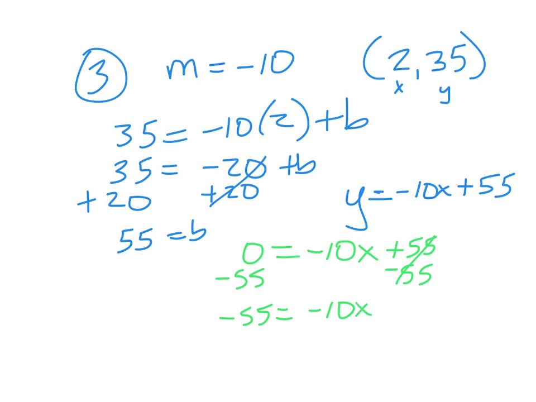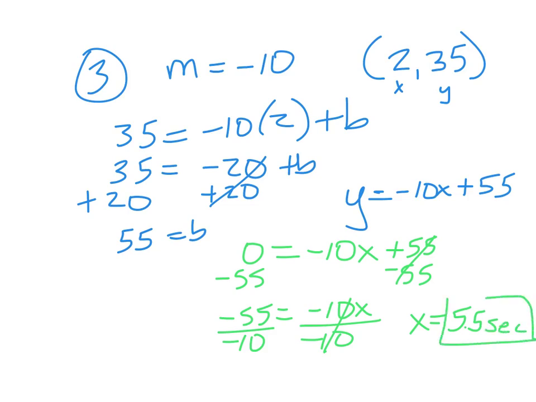So I get negative 55 equals negative 10x. To get the negative 10 away from the x, what do I do? So divide by negative 10. So I get x equals, what's 55 divided by 10? 5.5, label? Seconds. So it took them 5.5 seconds because I was 10 feet higher. Shocker.